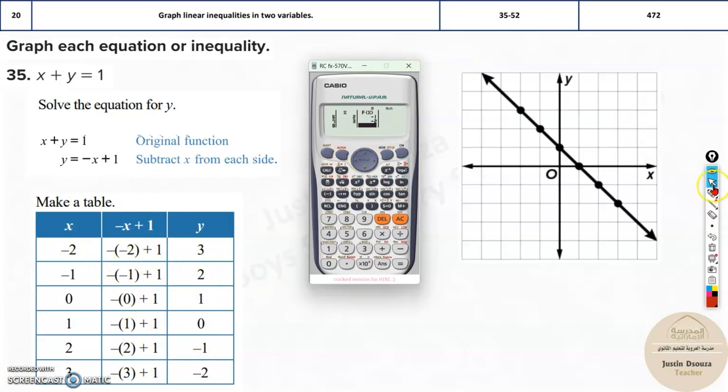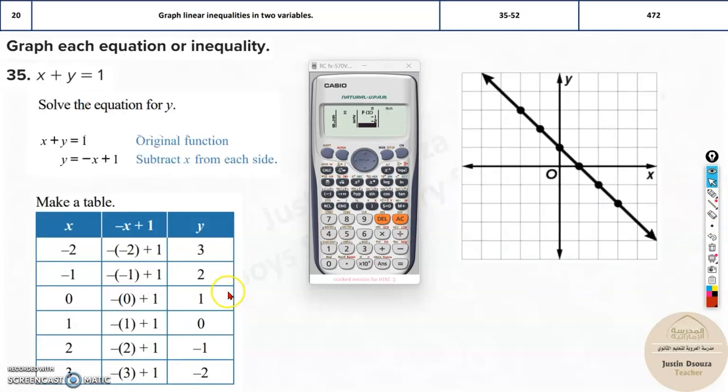Now you know how to plot. X is minus 2 and y is 3. This is minus 2, 3. Same way, minus 1, 2, then 0, 1. Plot all these points and draw the straight line. That is it. That is how we can easily graph.